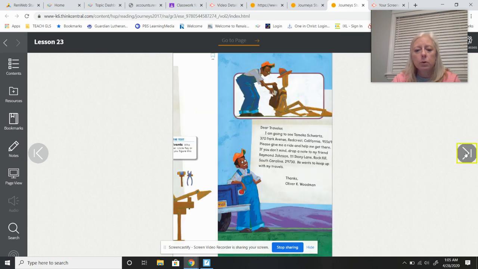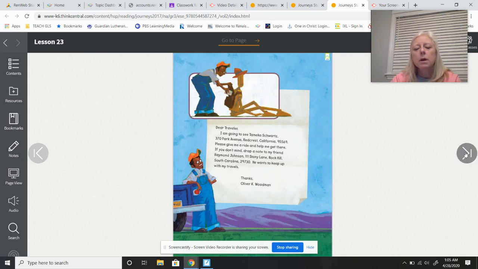Let's take it one more here. All right, so now Uncle Ray has Oliver built, and he's getting him set up with his backpack. And in his backpack, he puts a letter. That letter says, Dear Traveler, I am going to see Tamika Schwartz, 370 Park Avenue, Red Crest, California, 95569. So there's her address. Please give me a ride and help me get there. If you don't mind, drop me a note to my friend Raymond Johnson.